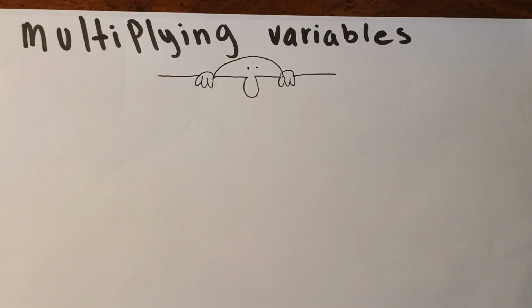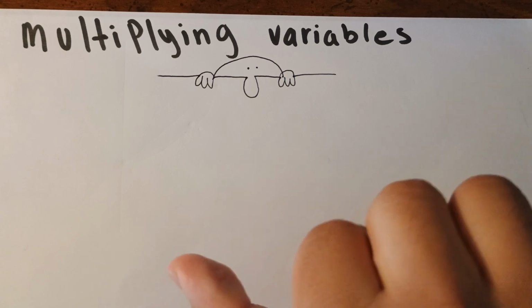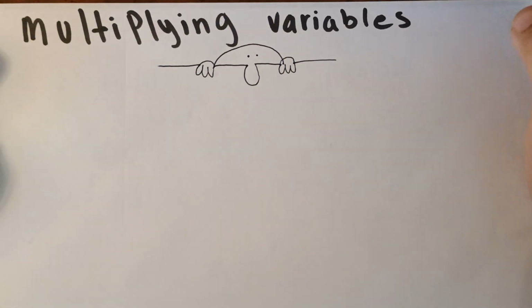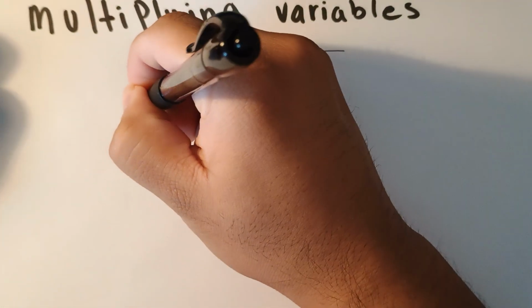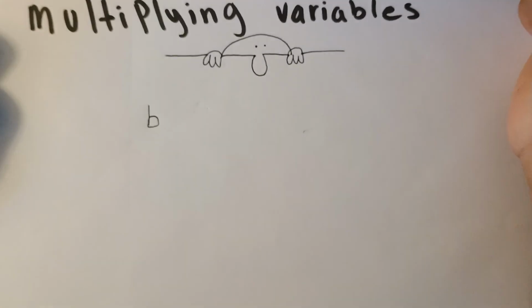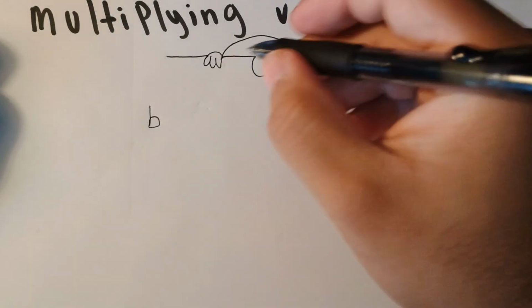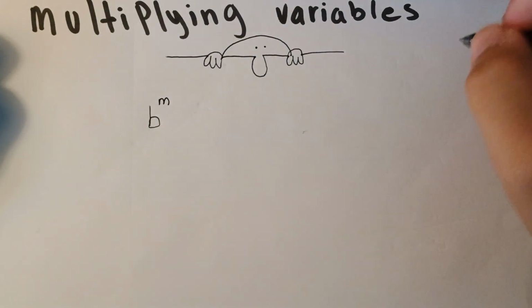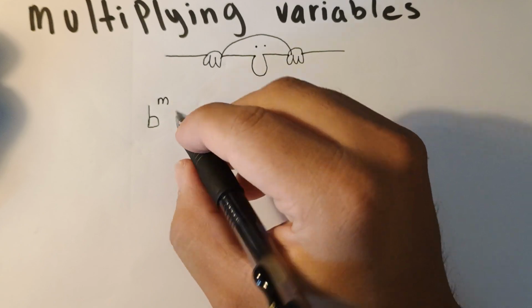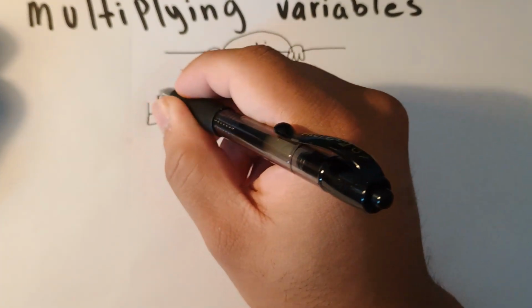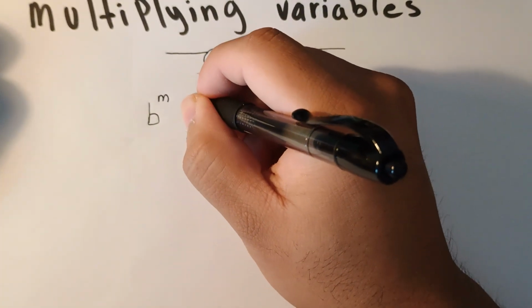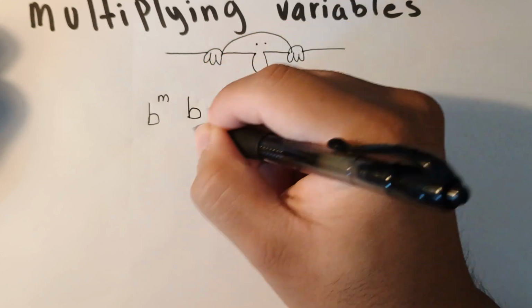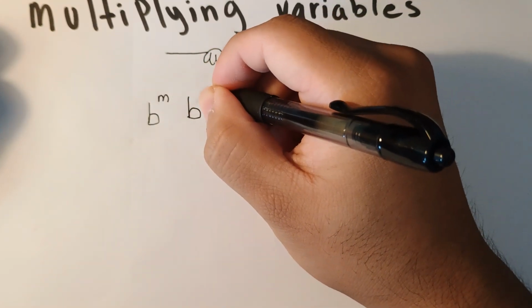Talking about multiplying variables. I'm gonna do a quick demonstration of how you're supposed to do it. So we're gonna make b our variable, and we're gonna make it to the power of m. Right, b to the power of m. And when they're just written right next to each other, it just means multiplication, by the way, too.